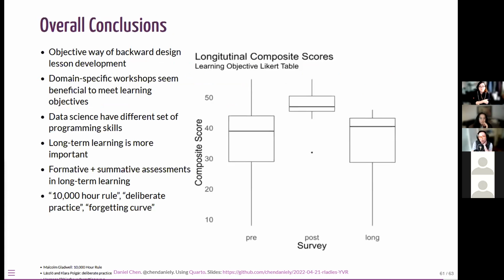So we're almost at time, but for the overall conclusions, the pre, post, and long term, the really important thing again is to think about long-term practice. That goes along with the popular psychology literature, like Malcolm Gladwell's 10,000 hour rule, Anders Ericsson's deliberate practice, and also this notion of a forgetting curve. That all plays into long-term practice and long-term retention of knowledge. So we should all think about writing exercises and how to keep people engaged over a long period of time.